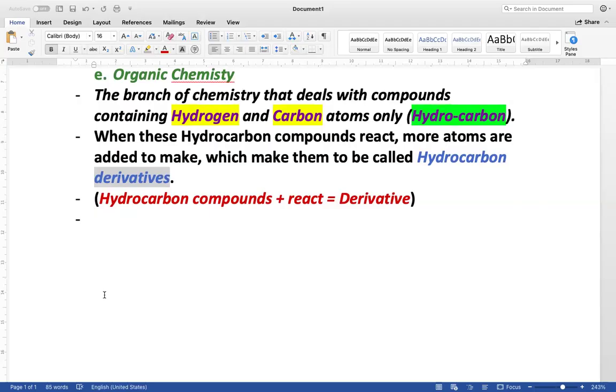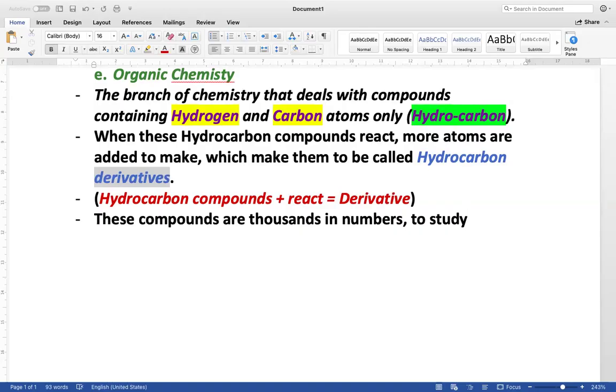So that's one thing we need to understand. Now, these hydrocarbon compounds are thousands in number. Therefore, to study them, we need to put them in groups, in their respective groups.